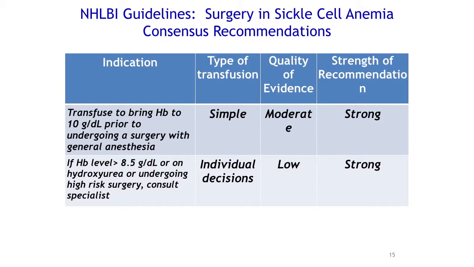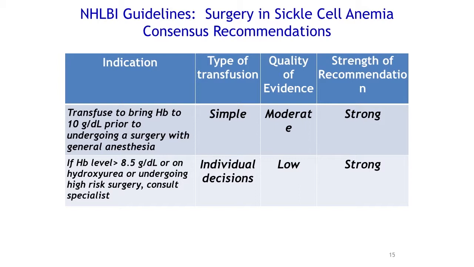because many times, I think, it takes a longer time and aggressive monitoring. And so it came out as a strong recommendation that patients who are due for surgery should have their hemoglobin level elevated to at least 10 grams per deciliter.